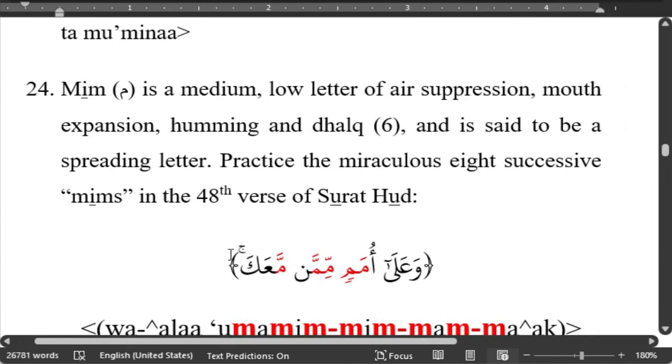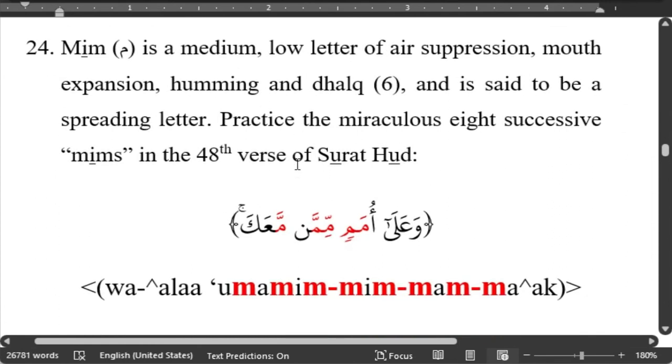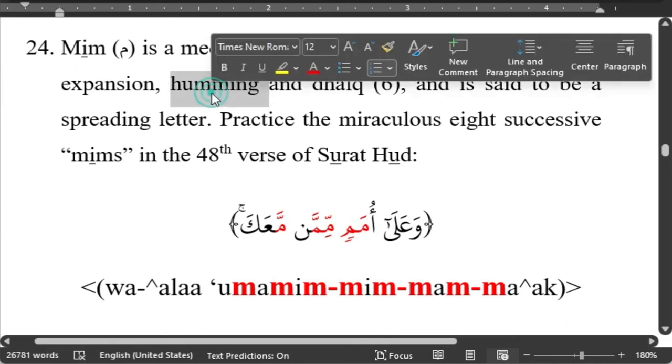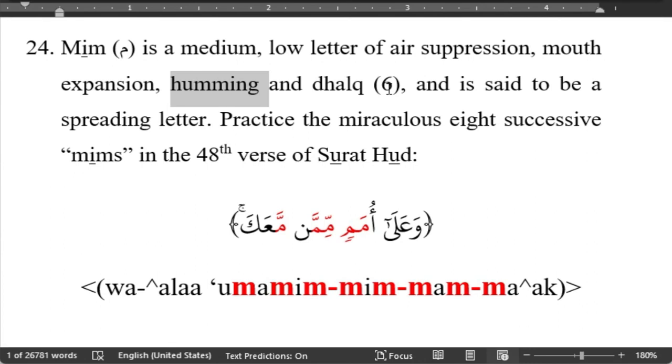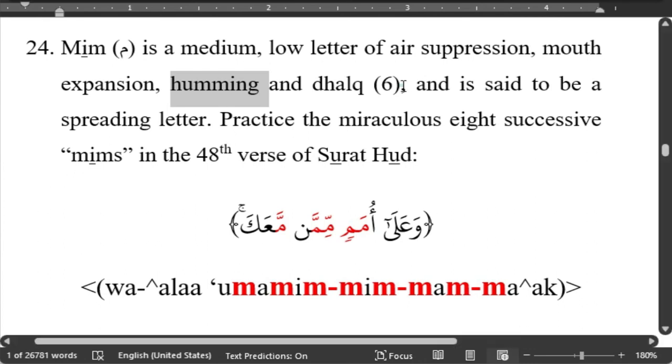Meem is a medium low letter of air suppression, mouth expansion, humming, that's the ghunna, and dhalq, being on the edge. Can you think, how did those scholars even perceive these letters to be able to break these details down like this? Being on the edge. Who thought of that?